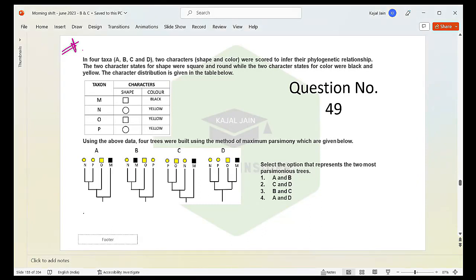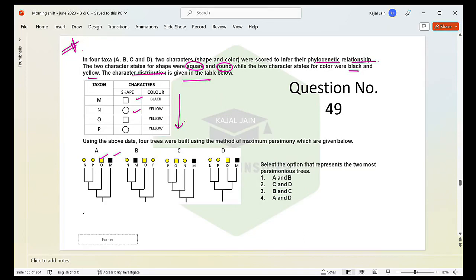Now the question. In the four taxa, two of the characters were scored to infer their phylogenetic relationships. The two characters were first the shape, then the color. Shape was either square or round, and the color was either black or yellow. The character distribution is given to you in this manner.